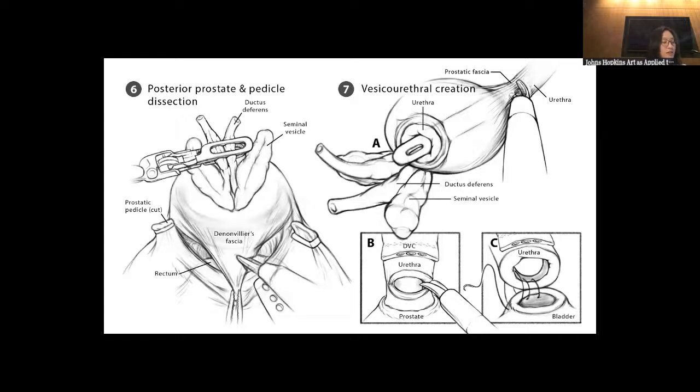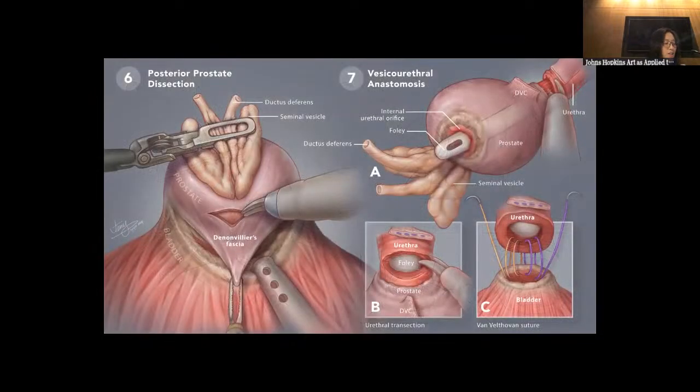In Figure 7, the apex of the prostate is dissected, freeing the prostate from its attachments. At this point, the prostate is bagged and removed from the operative view. Vesicourethral anastomosis is performed using the Van Velthoven technique to create a connection between the urethra and bladder. A double arm suture is carried out in both the clockwise and counterclockwise direction. I chose to render the previously discussed slide as my final piece. This concludes my presentation, and I welcome any questions or comments.